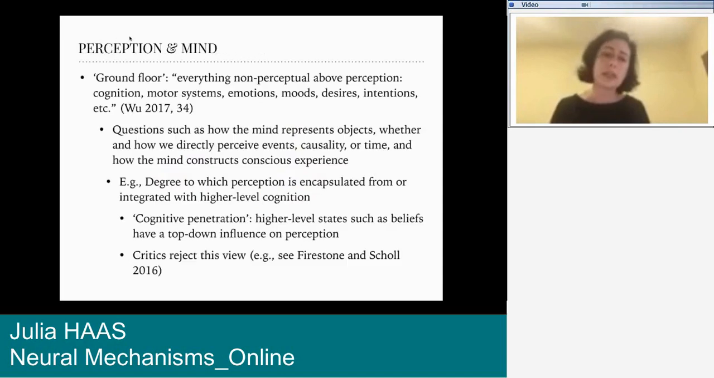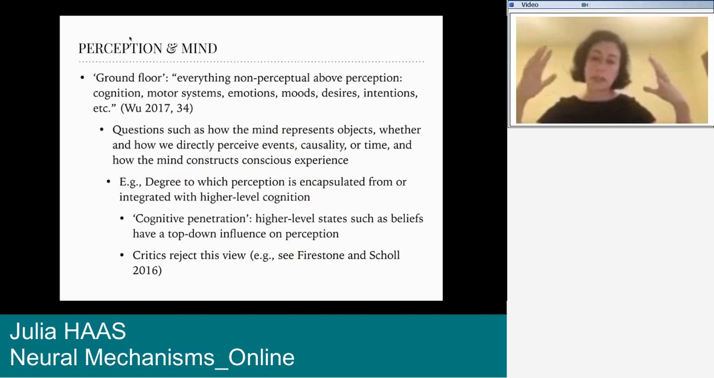I think philosophers are particularly interested in perception for two general reasons. The first reason, coming from the philosophy of mind, has to do with the idea that perception is something like the ground floor of the mind. This is an expression that comes from the philosopher Wayne Wu. He doesn't necessarily subscribe to this view, but he suggests that many of us think of perception as the ground floor, where everything non-perceptual comes above perception: cognition, motor systems, emotions, and so on. Sometimes what philosophers take to be the interesting things, in fact, depend on perception. So if you're interested in developing an architecture of the mind, it's really important to understand what this base layer, perception, is doing.